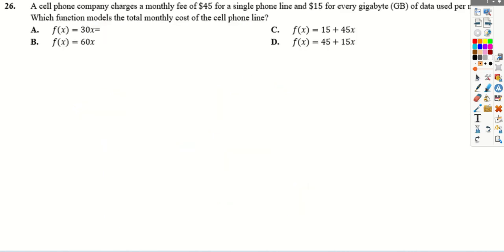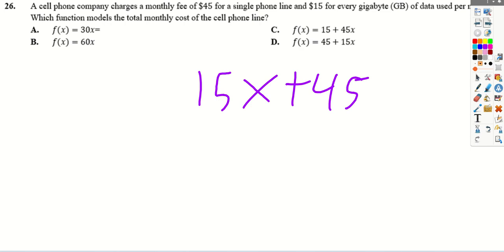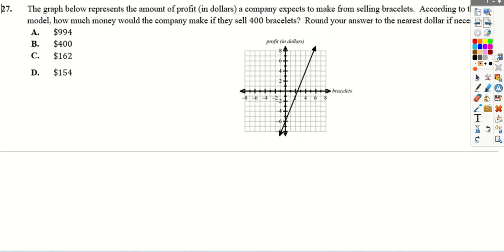All right, a cell phone company charges $45 for a line plus $15 for every gigabyte. So $15 per gigabyte plus $45 to have the phone. So this one doesn't even make sense because it's got equals everywhere. This doesn't have the charge at the start of 45. And this one says $15 fee plus $45 per gigabyte, which means that D is the only one that makes sense.